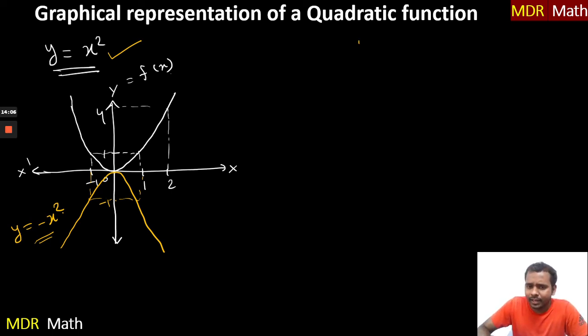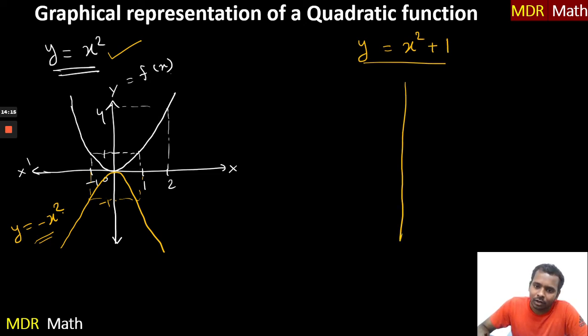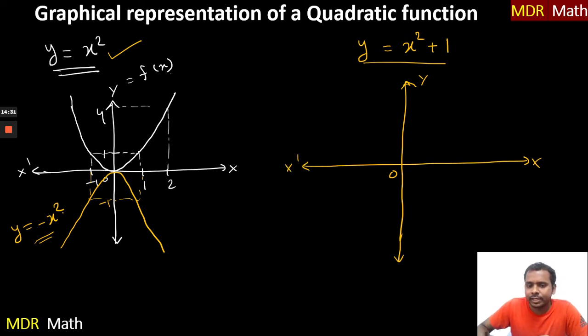Let us take y is equal to x square plus 1, and let's see how it looks on a graph. At x is equal to 0, you will see the minimum value of this function is equal to 1. So let's say this is the 1, and the curve will take the shape like this. Y is equal to x square plus 1 will take the shape like this.